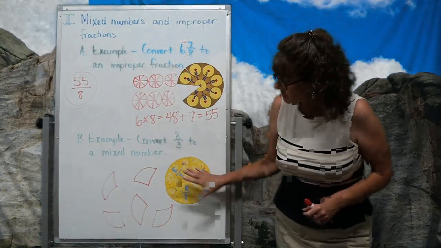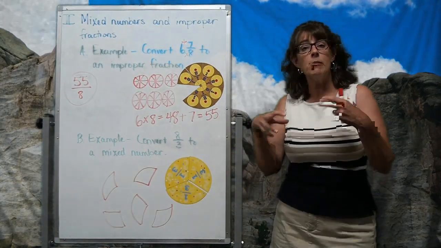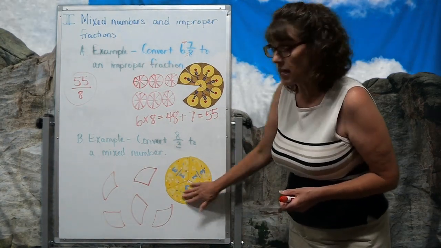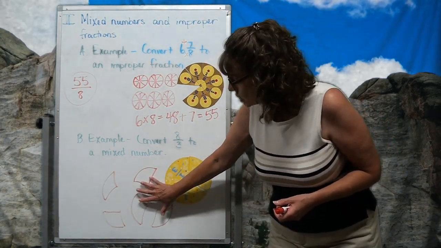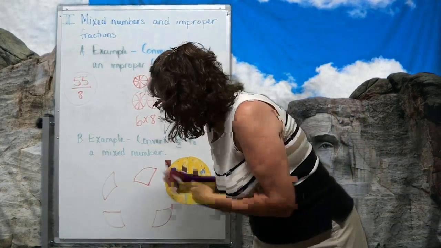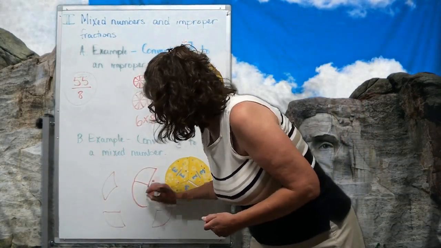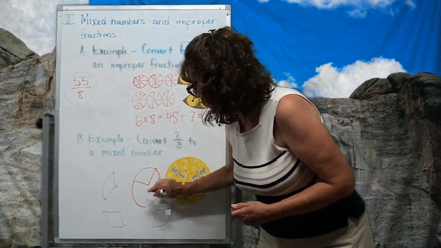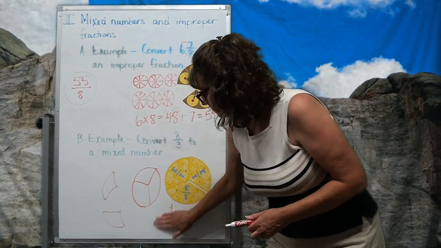So I'm going to take these 8 pieces and try to put them together to make whole pies. Clearly you saw I could do that here, but I could do it with these 3 pieces as well. So I'm going to take these 3 pieces and put them together to make a whole pie. Bear with me, I am not an artist at all, as you can see here.